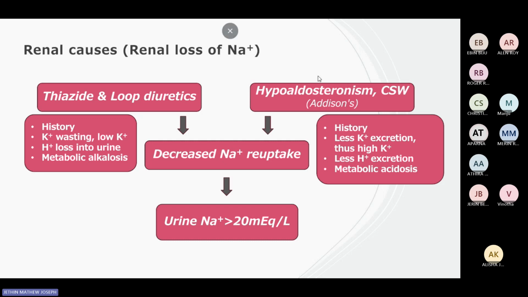And hypoaldosteronism. So in hypoaldosteronism, there is less aldosterone. Aldosterone normally helps with sodium reuptake, but because there is no aldosterone here, there'll be a decreased sodium reuptake, and urine sodium is going to be high. And we will talk about cerebral salt wasting in a bit. All right, so these two causes are going to cause decreased sodium reuptake, hyponatremia as a result, and also urine sodium will be more than 20.